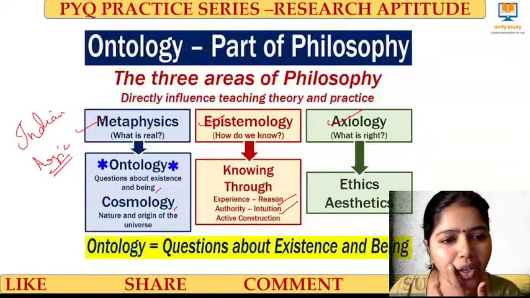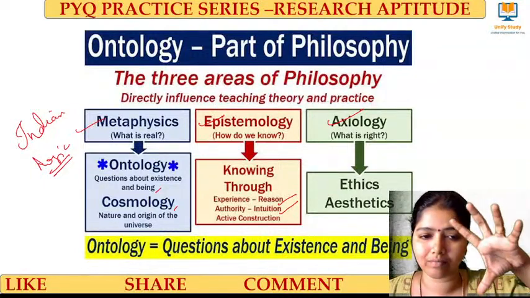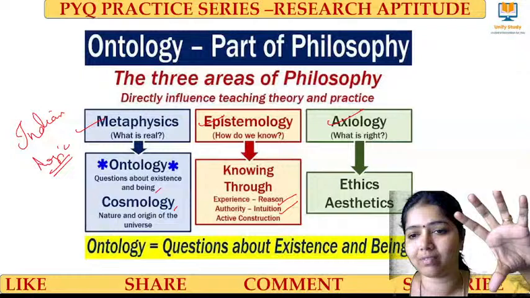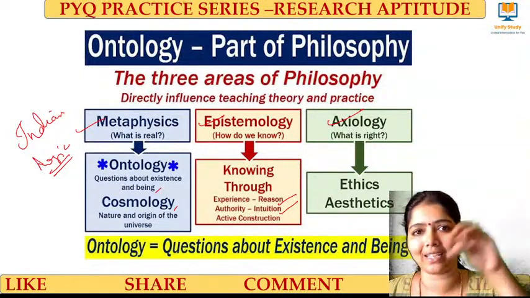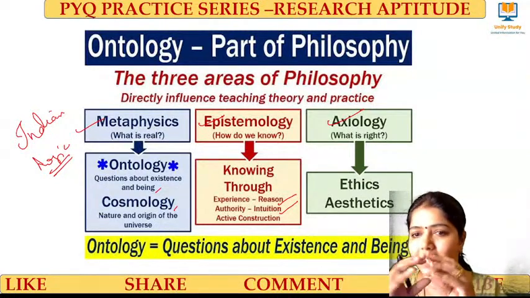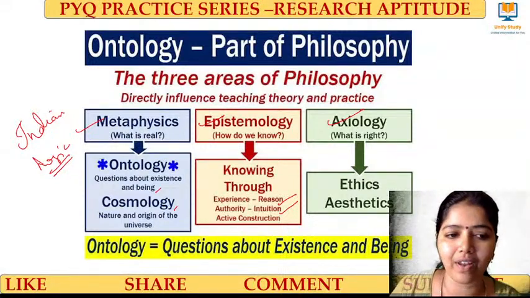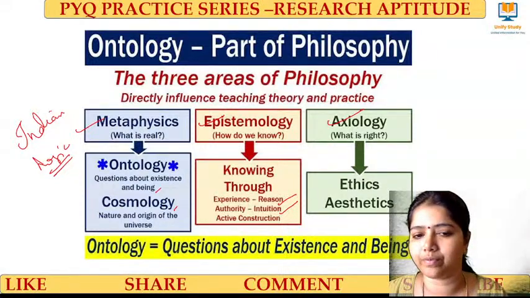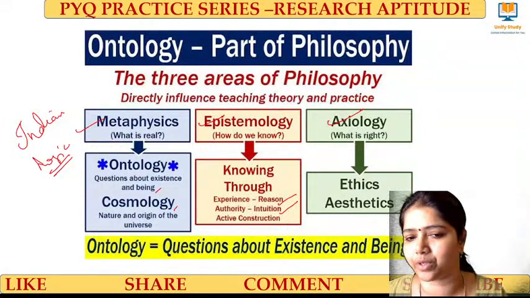Monica, I have told you many times, right? Try to get the prior one, the exact one. Ontology is said to be a subset of metaphysics. Ontology is said to be a subset of metaphysics. So that is why they have given metaphysics as the correct option.